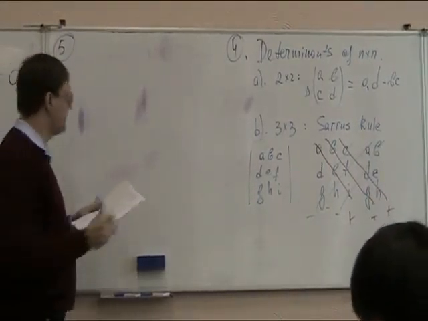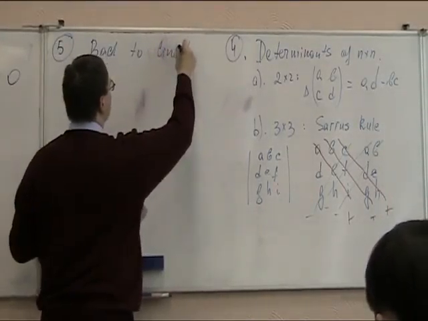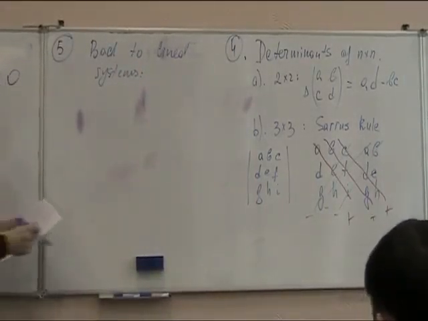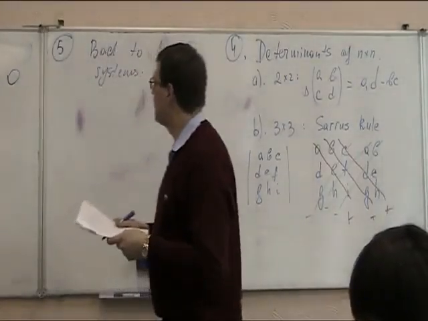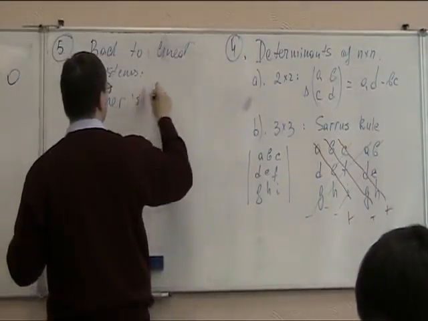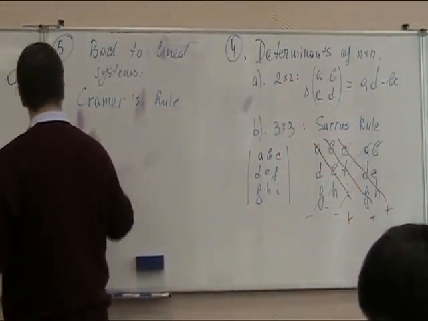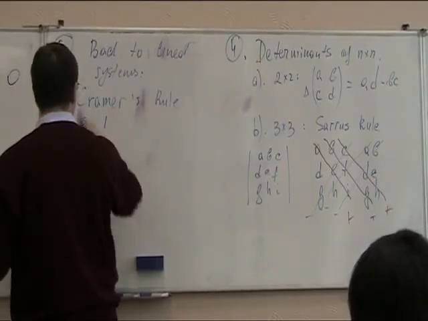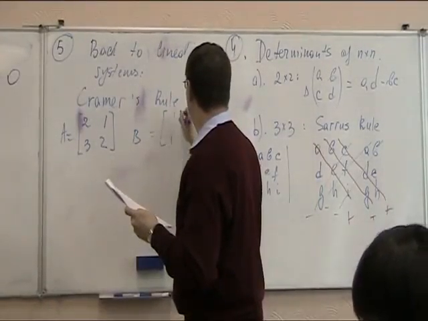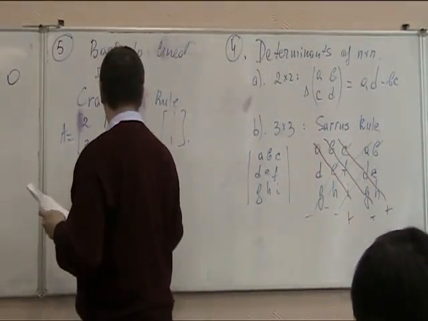Now we are going back to the linear systems. And here we would like to recall the rule which is called Cramer's rule, again something that you should have studied and probably remember well. So if we have matrix A, which is 2, 1, 3, 2, and matrix B, which is just 1 and 1, and you have to solve the equation AX equals B.